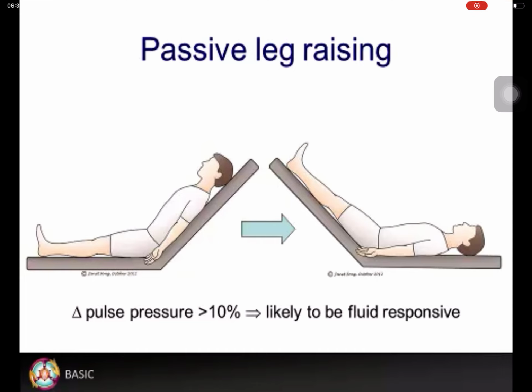Passive leg raising is another method for determining whether the patient is likely to be fluid responsive. It is like giving a reversible fluid bolus. If this results in a rise in pulse pressure of more than 10%, the patient is likely to be fluid responsive. Again, the patient needs to have a regular cardiac rhythm to make this assessment, but it is not affected by tidal volume or spontaneous breathing.